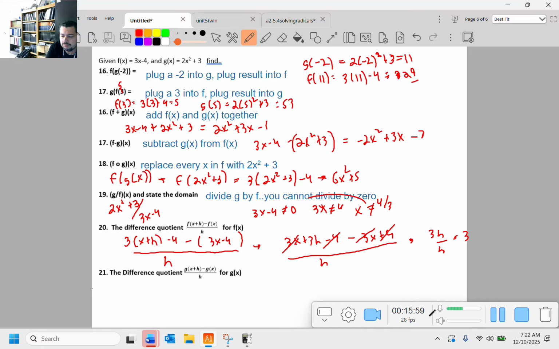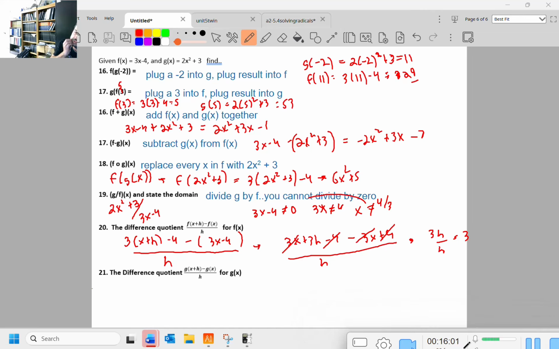21 is going to be a little bit longer because there's more of it. You got to square some stuff. And the first thing I'm going to do is go off to the side, and I'm going to figure out g of x plus h, which means that every x in g becomes x plus h. Now, if you're going to square something, you're going to write it twice. So I'm just going to do that right here.